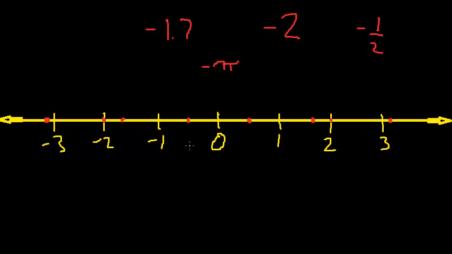Going from least to greatest, I have negative pi, negative 2, negative 1.7, negative 1/2, positive 1/2, 1.7, 2, and pi. You'll see that every positive number is always greater than a negative number. Here we notice negative 1.7 is greater than negative 2. Also, negative 2 here is greater than negative pi, where on the positive side, pi is greater than 2.